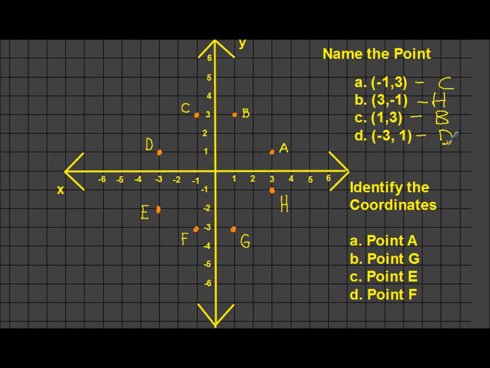Down here, point A, it's 3, 1. So we want to put 3, 1. G, we have 1, negative 3. E, we have negative 3, negative 2. And our last one, point F, negative 1, negative 3.